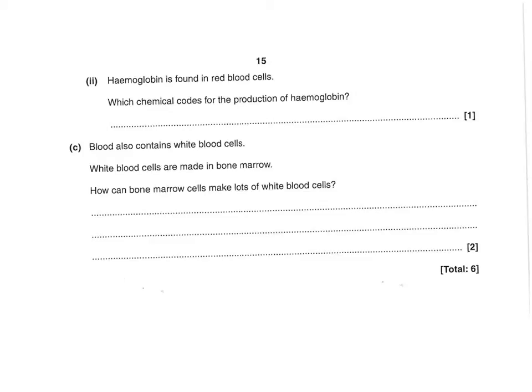Hemoglobin is found in red blood cells. Which chemical codes for the production of hemoglobin? So that is DNA for that mark. And then blood also contains white blood cells. White blood cells are made in bone marrow. How can bone marrow cells make lots of white blood cells?